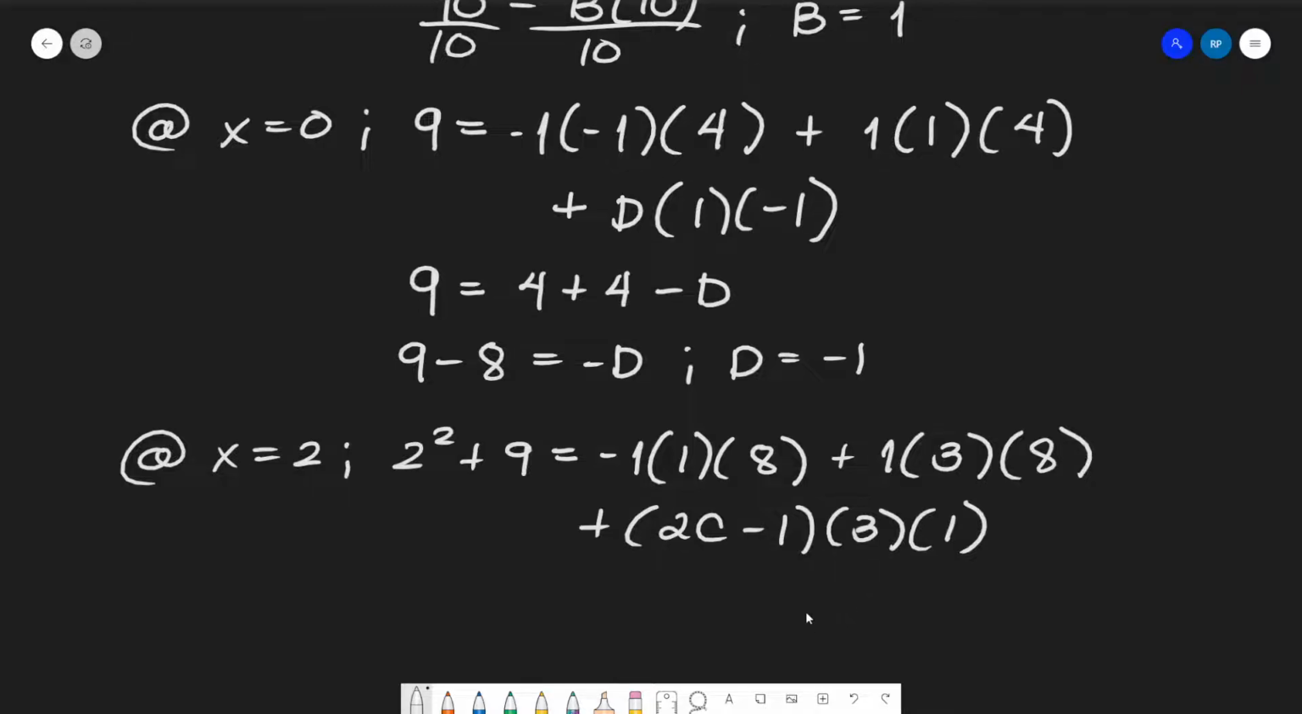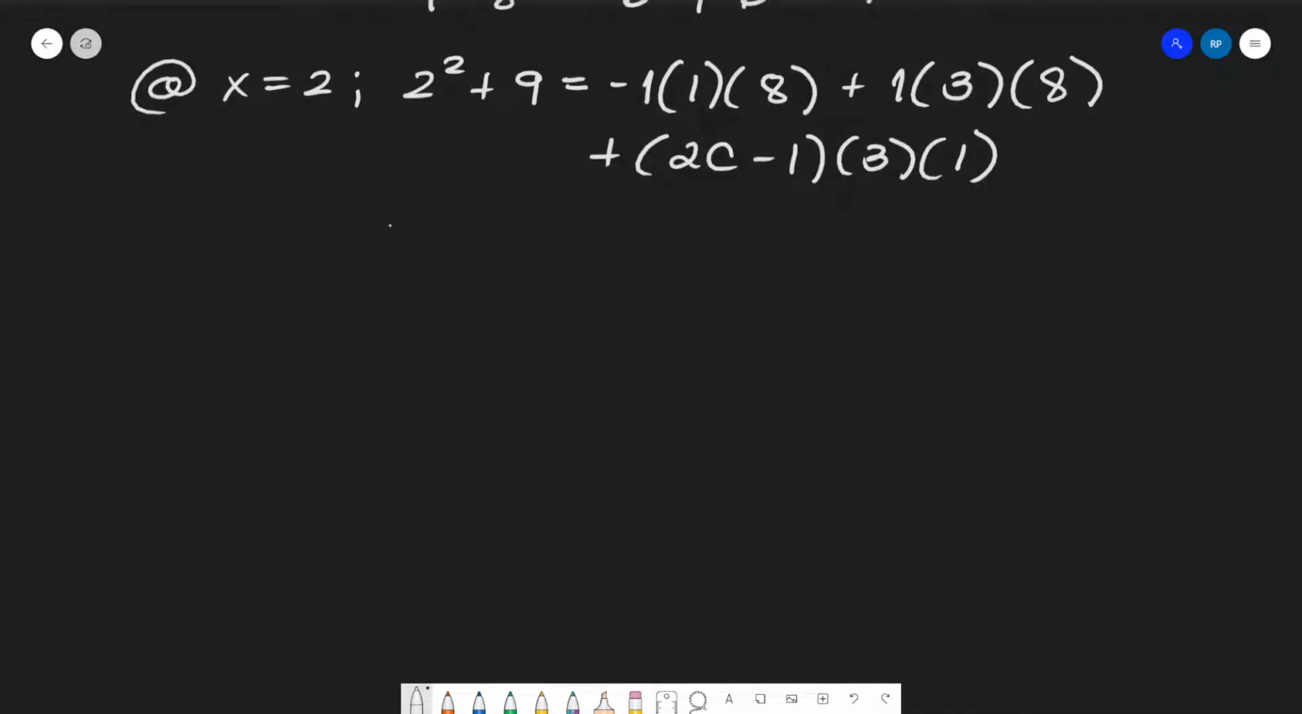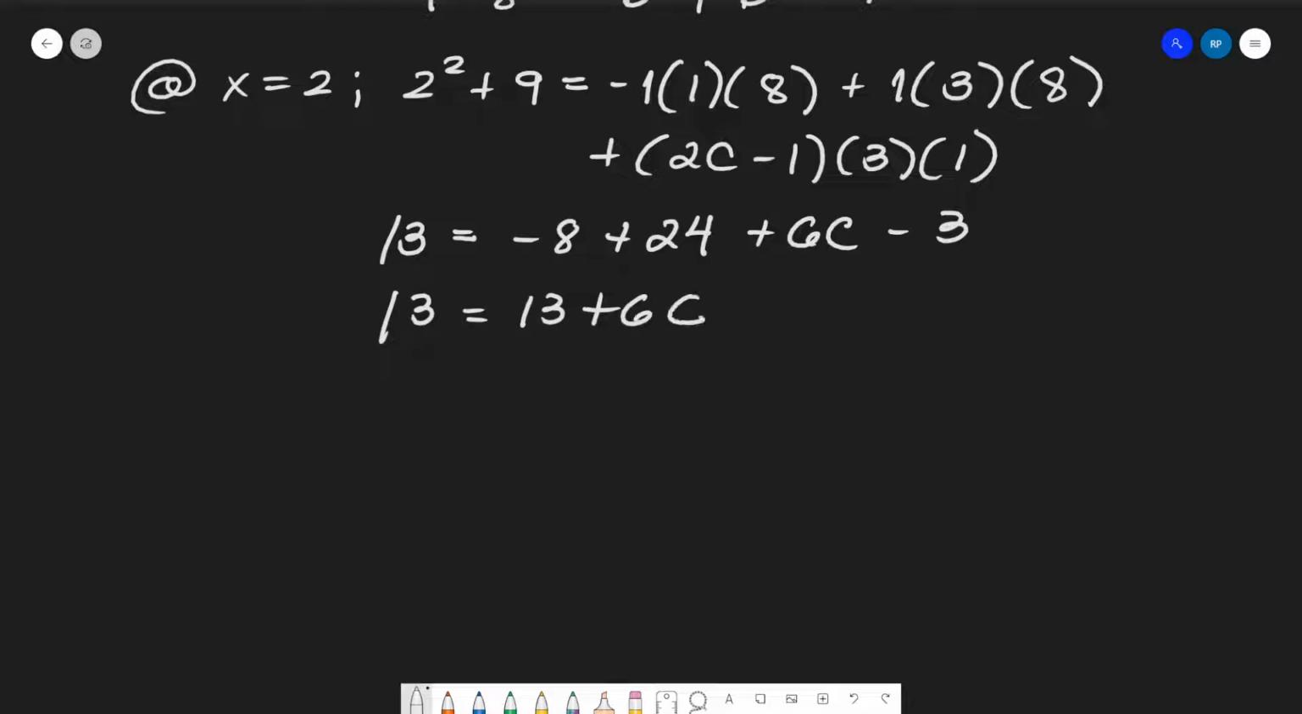Okay, so let's evaluate. We have here 13 is equal to negative 8, then plus 24. So 3 times 1 is 3 times 2 is 6, so plus 6c. Then 3 times negative 1 is negative 3. So we have here negative 8 plus 24, we have 16 minus 3 is 13. So 13 is equal to 13 plus 6c. So obviously this will be cancelled, will give us 0.